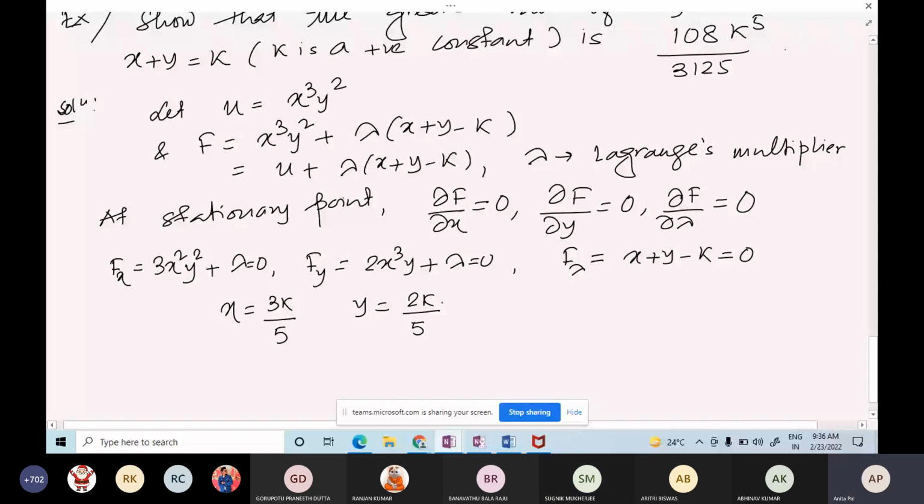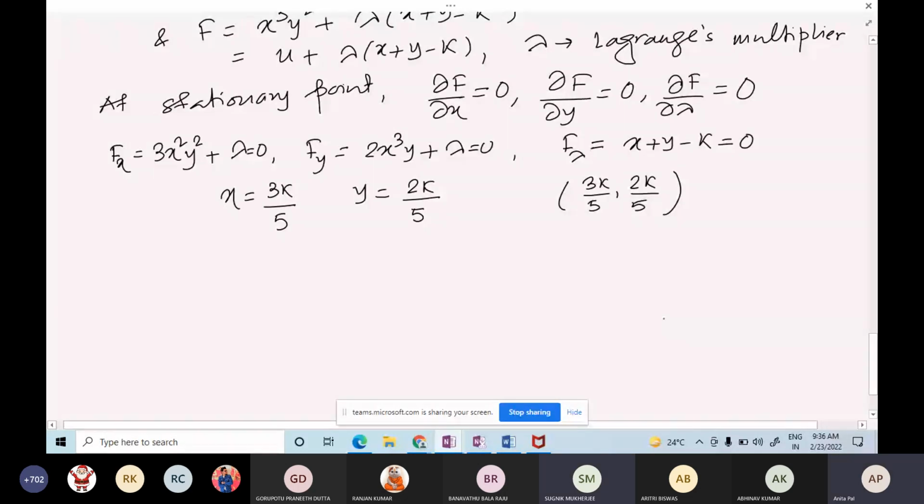So we got the stationary point as 3k by 5 and 2k by 5. This is the stationary point. Now what is our job? We will not go for rt minus s square here. Now we'll find out the extremum value of x cube y square.